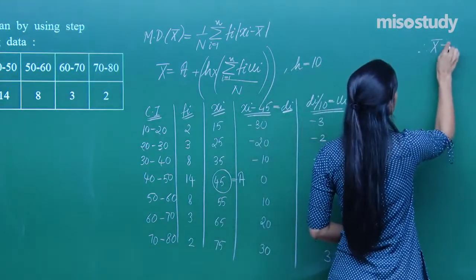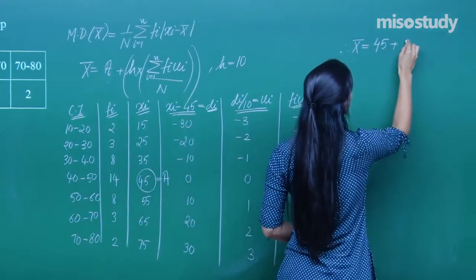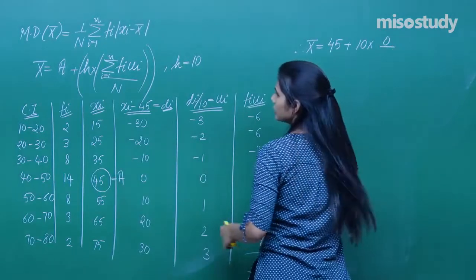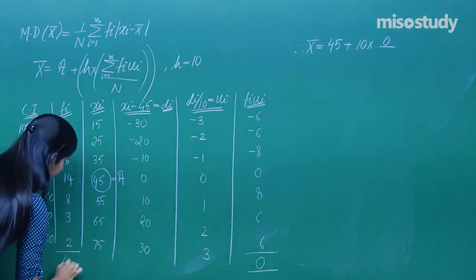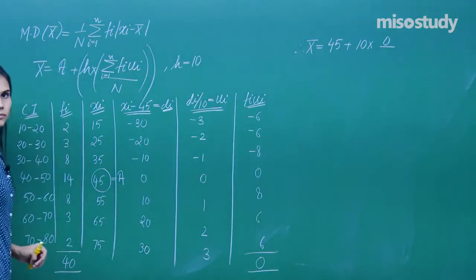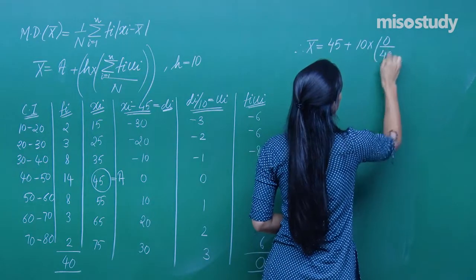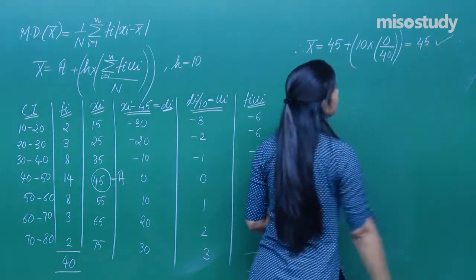Therefore, my mean is actually coming out to be assumed mean, that is 45, plus h multiplied by 0 upon, what do you obtain when you add all of these? You get a 40. Clear? You get a 40. So 0 upon capital N, that is 40. This gives you 45 as your mean.